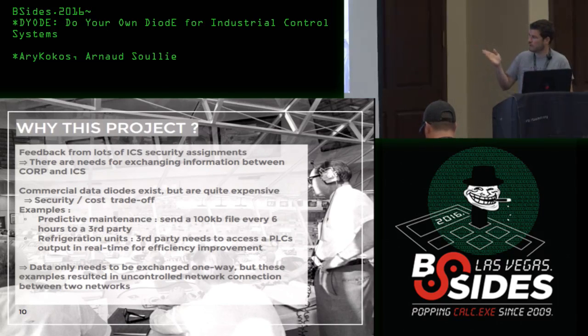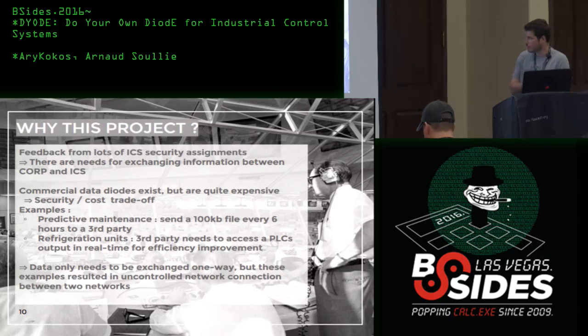Second example that I encountered during an audit in the pharmaceutical industry: it was refrigeration units. They were maintained by a third party that needed to have real-time access to the PLC data in order to improve the efficiency of the system. So that was in the contract. So there again, if the connection to the third party fails, the system will continue to refrigerate. That's not a problem. So you have specific needs that do not justify the investment of several dozen thousands of dollars.